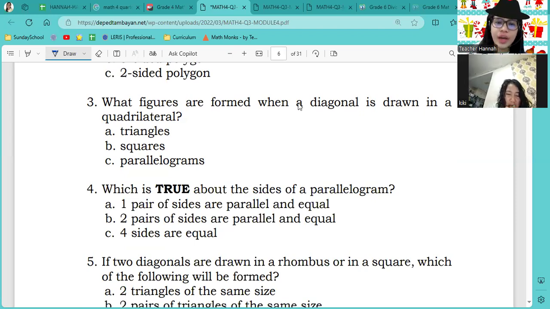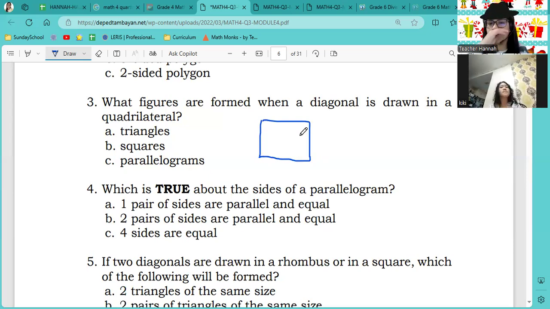Okay, so let's draw a quadrilateral. How many sides does a quadrilateral have? Four. Okay, so let's draw four sides. For example, this one. Is this a quadrilateral? Yes, okay. So it says here when we are going to form a diagonal, when we say diagonal, that means slanted line. Okay, so let's draw a slanted line.